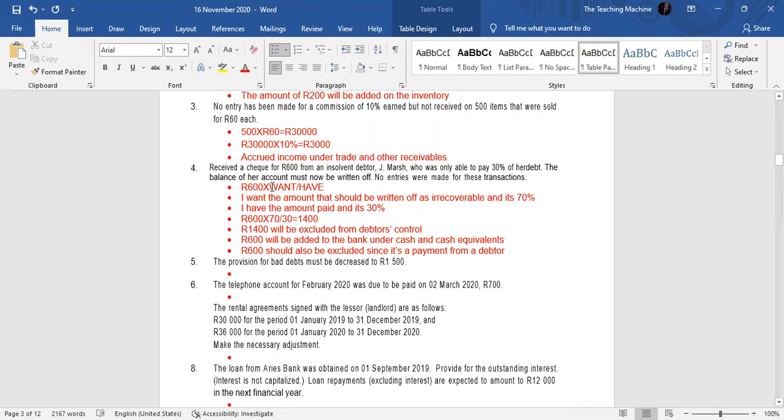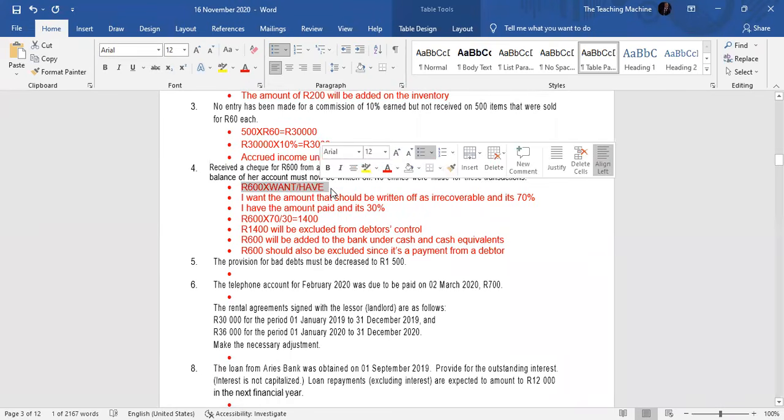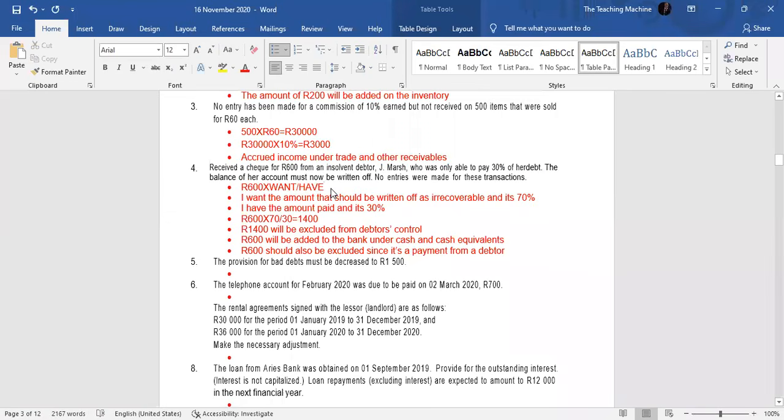Now, we made use of the want over have formula. What is the want over have formula? This is the formula that helps you work out what you want with what you have. We said we want the amount that should be written off as irrecoverable, and it's 70%. How did we work out 70%? If Marsh was able to pay 30%, it means the balance is 70%.